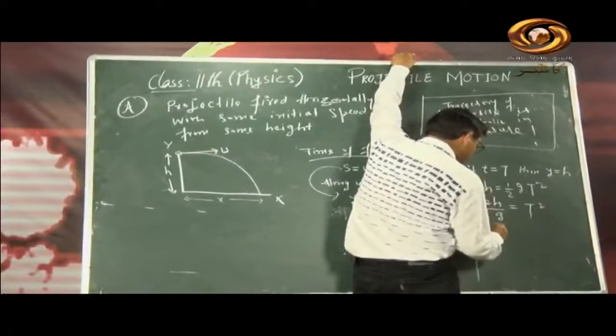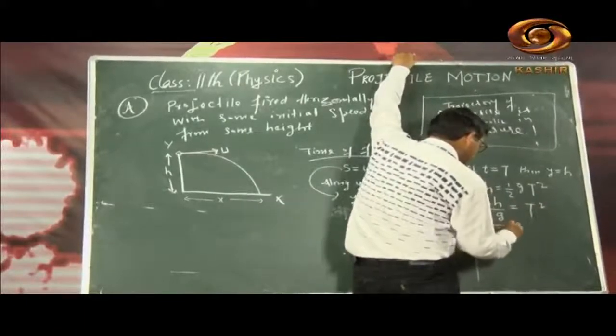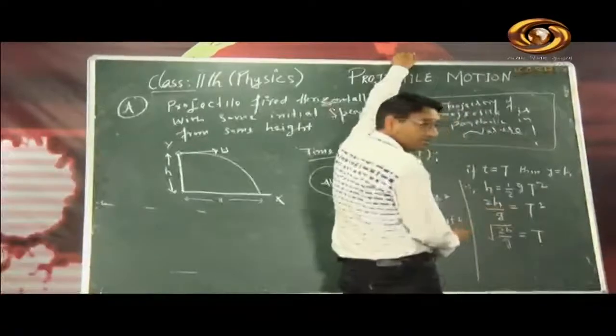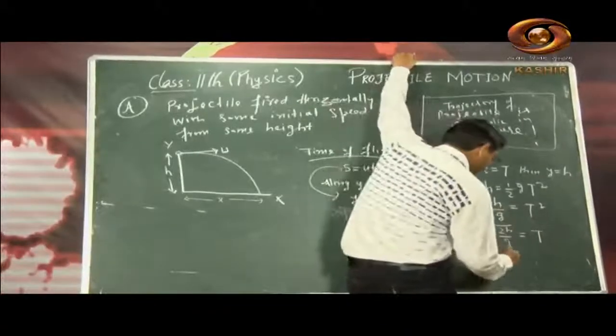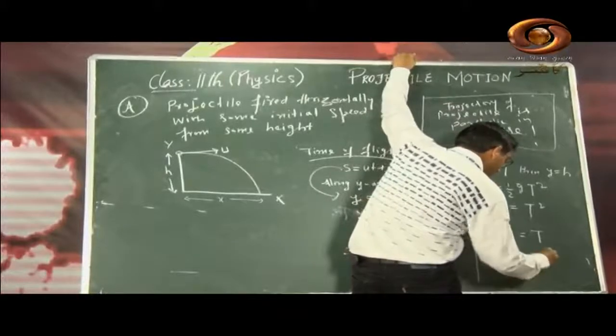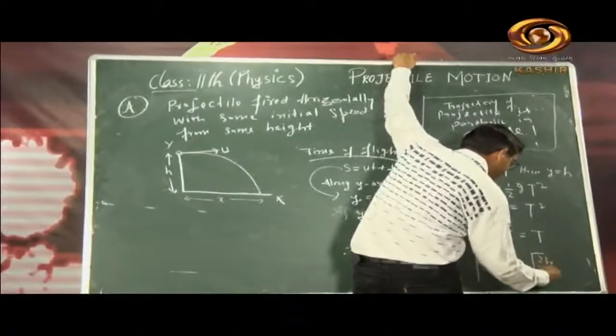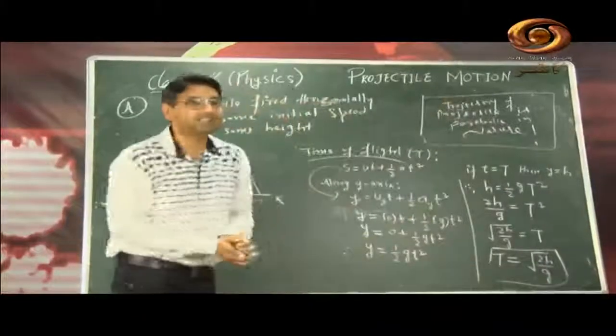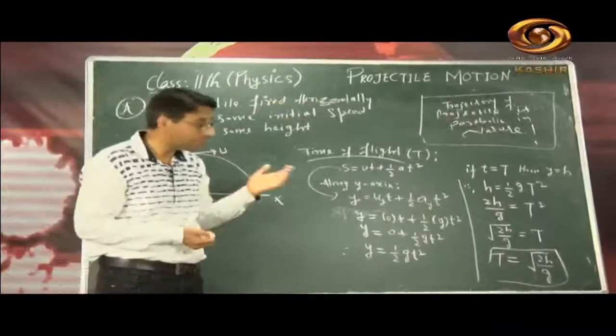So simply take the square root of both sides. So 2h by g is equal to simply t, because I have taken the square root of both sides. So t comes out to be under root of 2h by g. So dear students, this is the equation with you. T is equal to under root 2h by g.